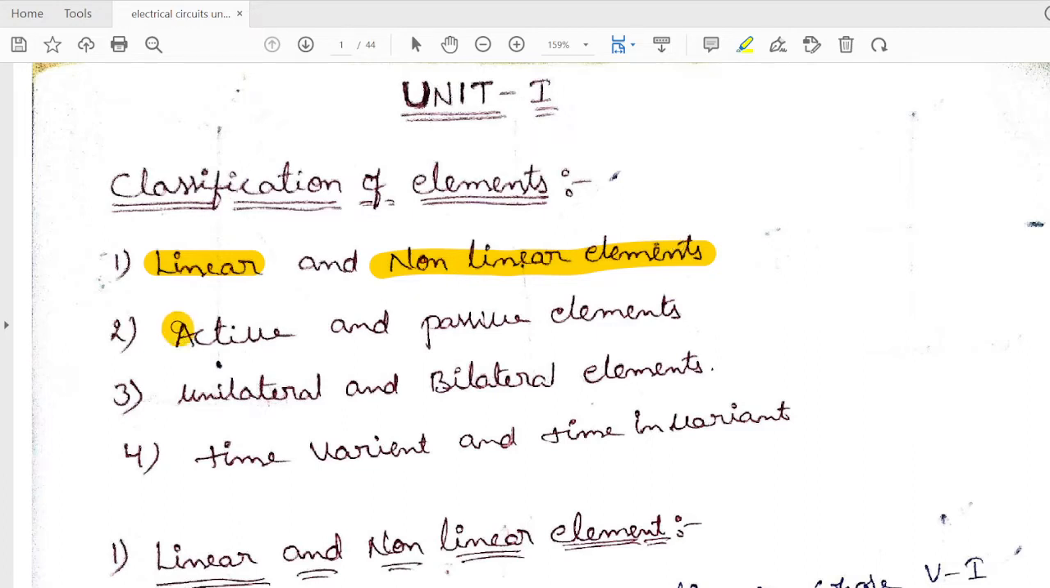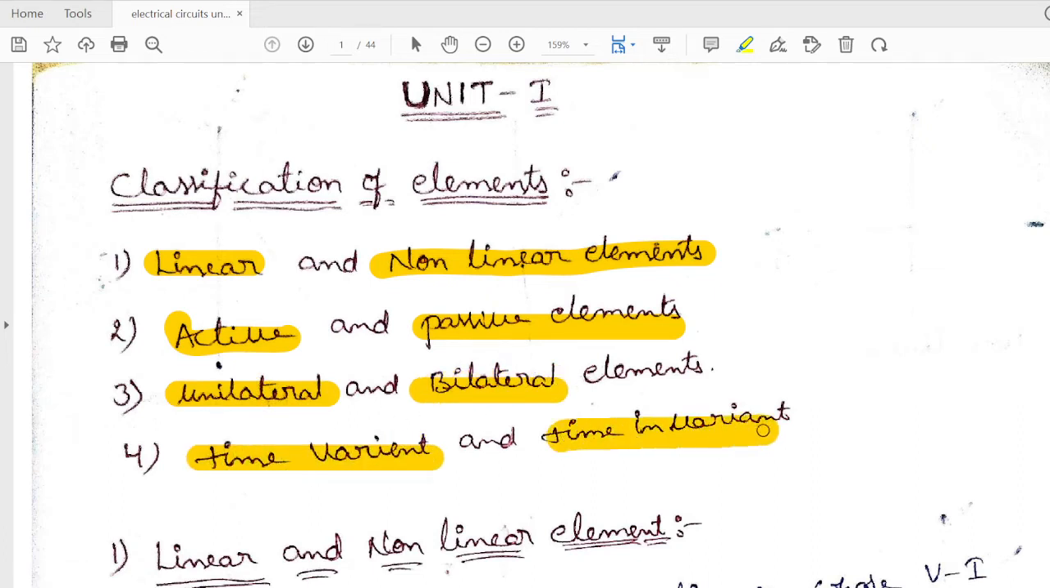Second one, we can classify the elements into active and passive elements. Third one is unilateral and bilateral elements. Fourth one is time variant and time invariant elements. Now we try to understand one by one clearly.